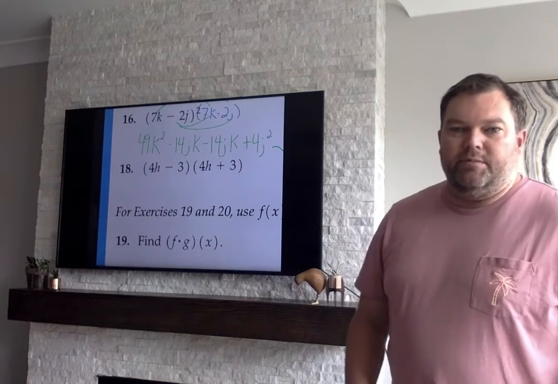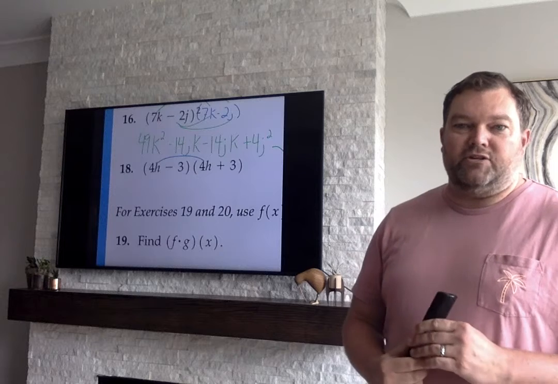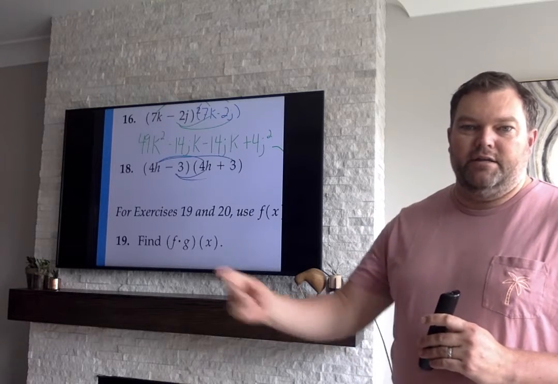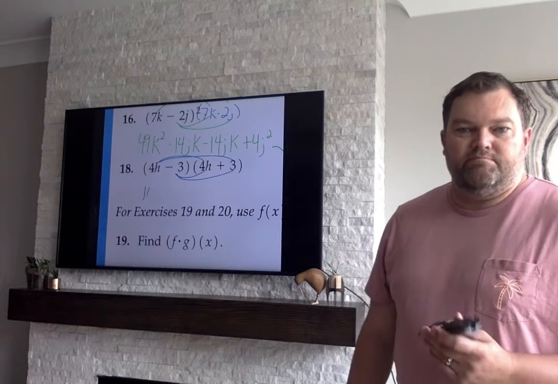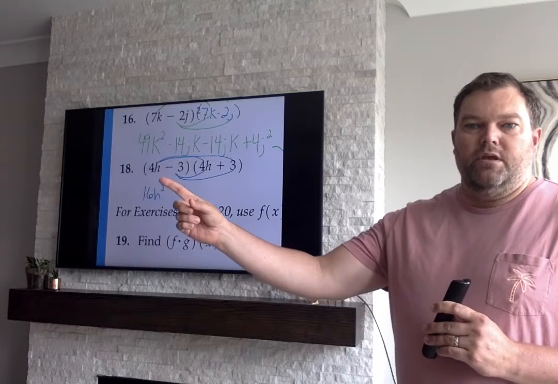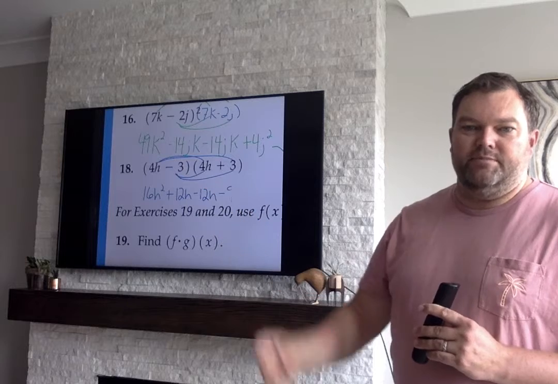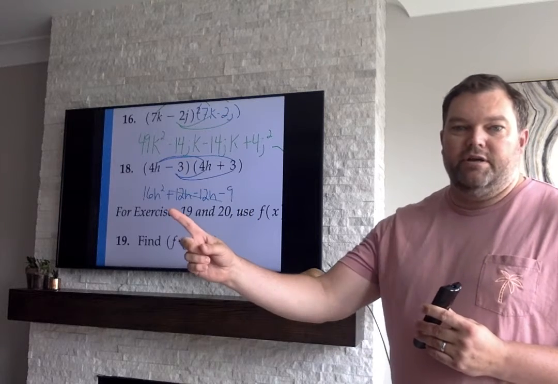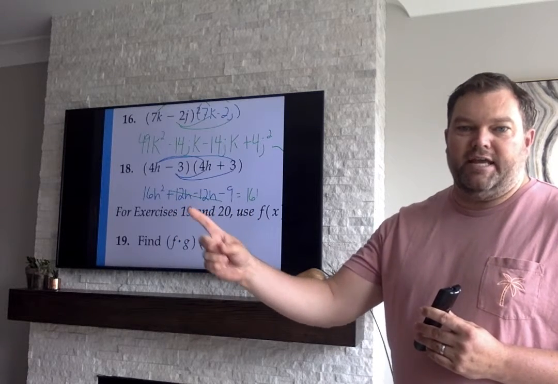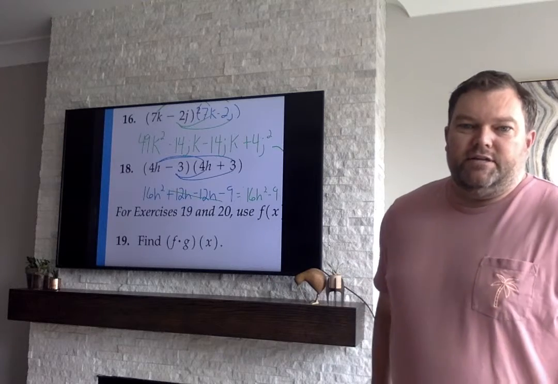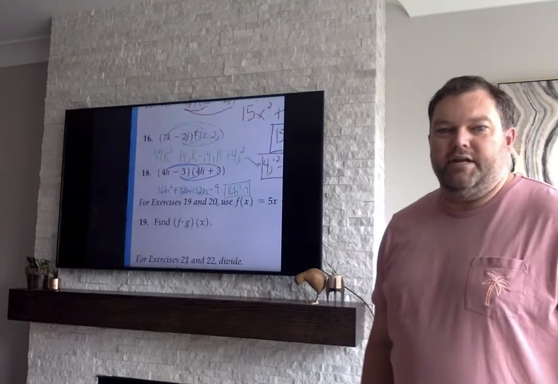Here's another double distribution, but this one's a special one. You'll see why here in just a second. 4h times 4h, 16h squared. 4h times positive 3 is positive 12h. Negative 3 times 4h is negative 12h. Positive and negative 12h's cancel. You're just left with 16h squared minus 9. So that was kind of a nice one.